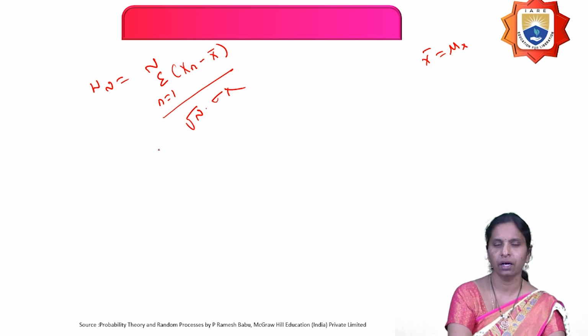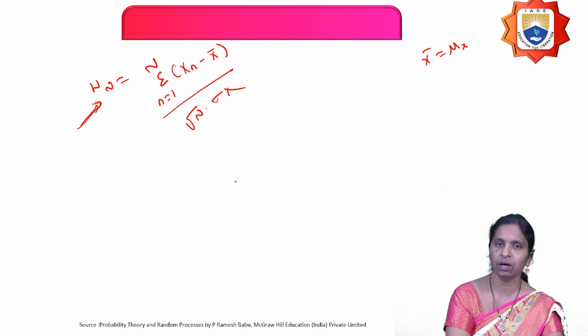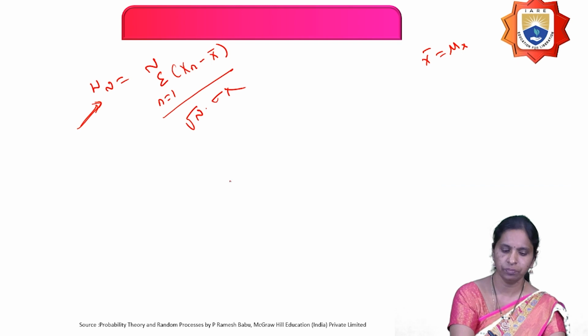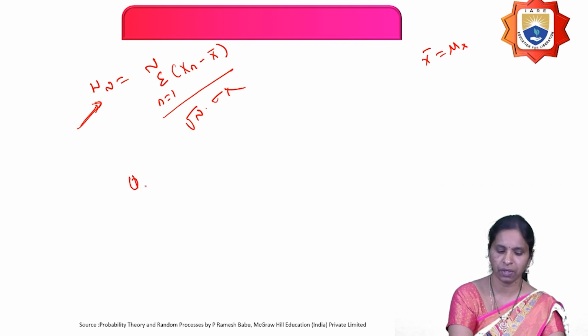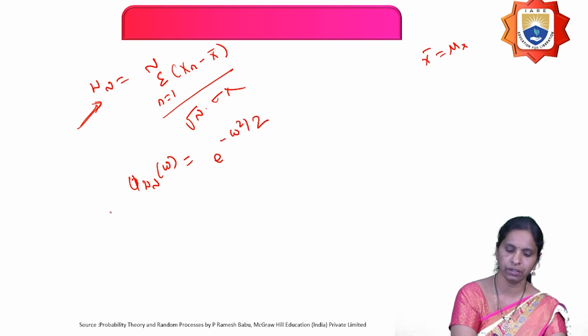Now, in order to say that the distribution function of this random variable Wn, which is the sum of a large number of random variables with zero mean and unit variance, is approaching the Gaussian distribution function, you have to prove it. To prove that, you will show that the characteristic function of this random variable Wn approaches the Gaussian characteristic function, the characteristic function of a Gaussian random variable with zero mean and unit variance, which is e power minus omega squared by 2.